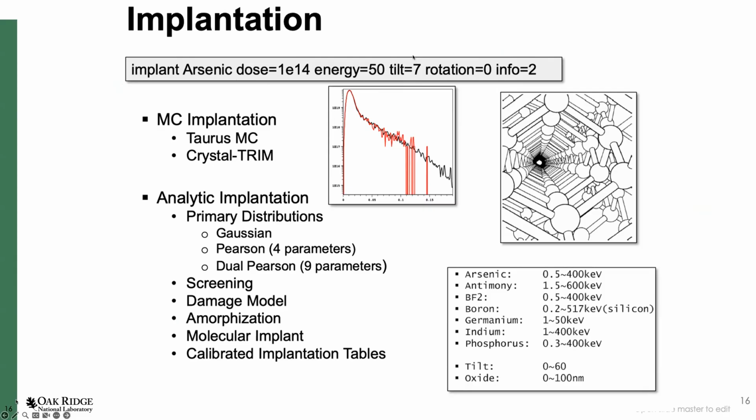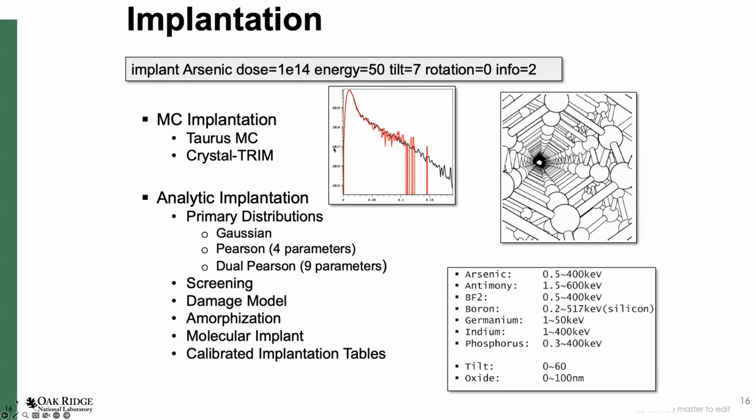That means I'm not going to implant directly perpendicular to the wafer surface, but with a 7 degree angle. Usually this is to avoid channeling, so you don't have real ion channeling deep inside the silicon. And the rotation: the wafer can be rotating during implantation, so you can set this, and then you can set the verbose level. And you will get an implantation, but you're probably not going to get the most accurate thing. In most cases, it's already fine.